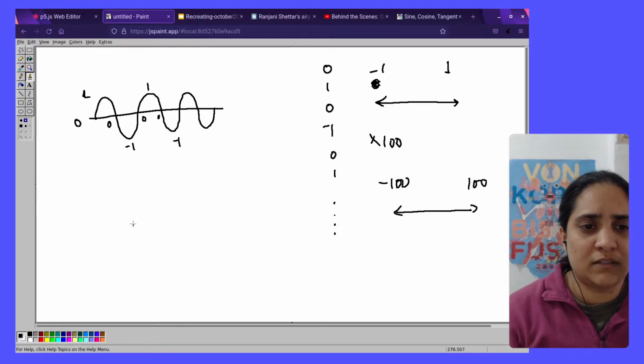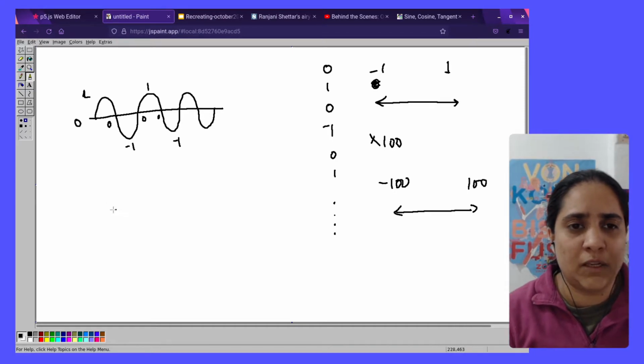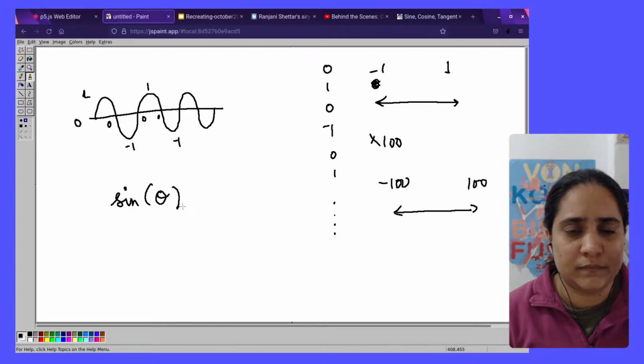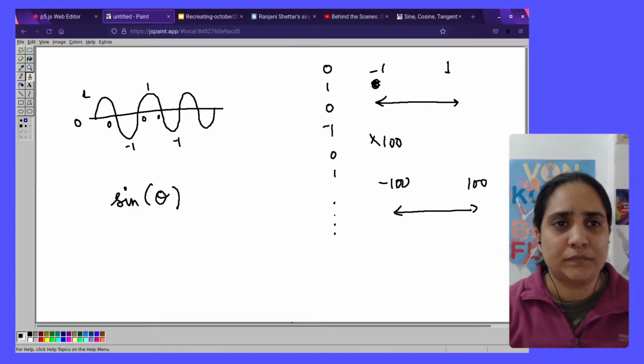And on P5.js, cos and sine can be called fairly simply by just typing sine in all small letters and then adding the angle, whatever angle you want, and it'll give you some values. So we'll just see how this works now.